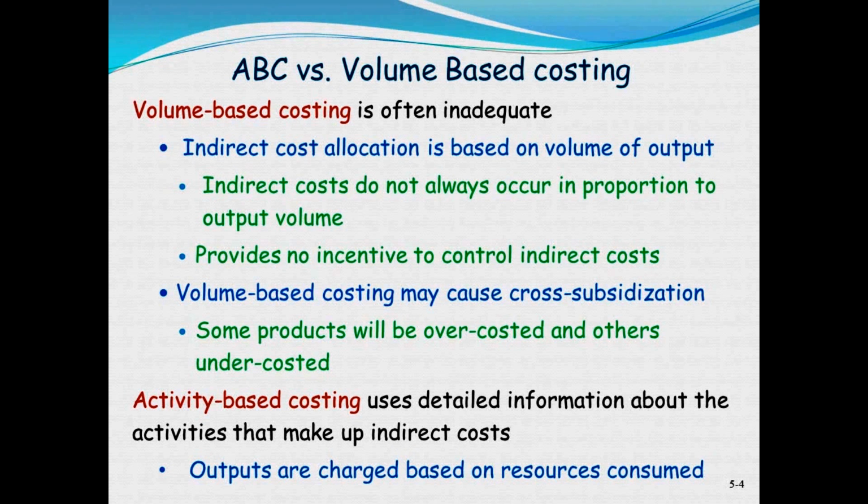And this is the most important point: volume-based costing may cause cross-subsidization, meaning some products will be overcosted and others will be undercosted, and you'll make bad decisions. That goes back to the example right up here.